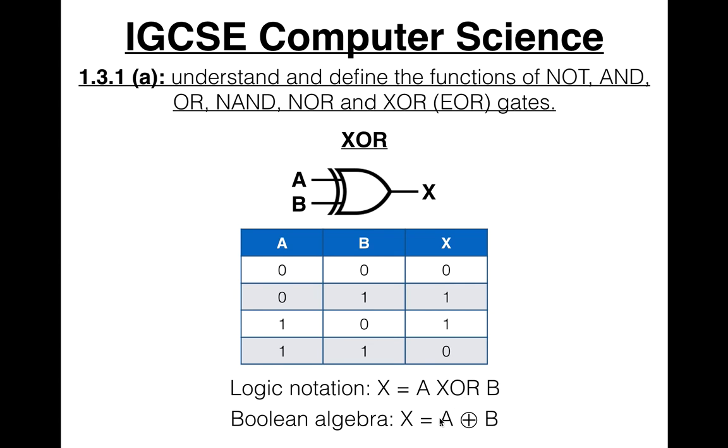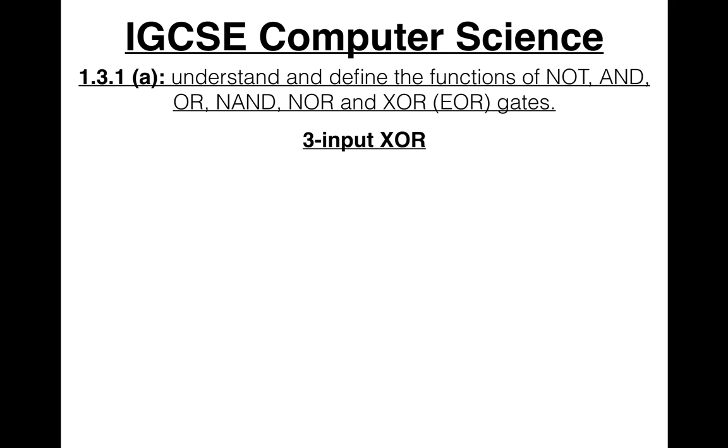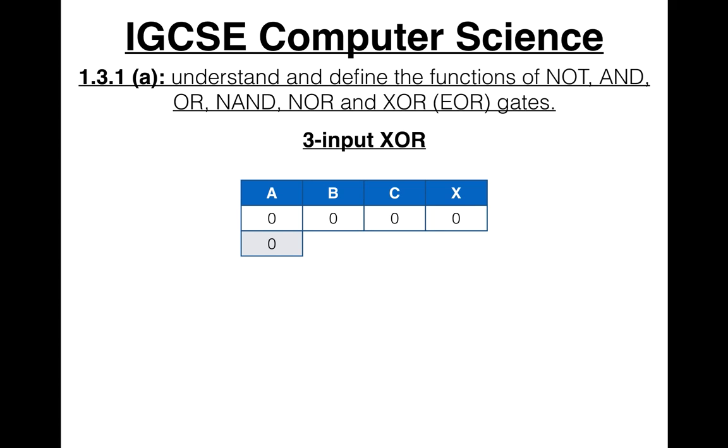Now, I don't know if this will be acceptable if you write this in the exam, but try it out, because this is actually the official symbol for XOR. So what would a 3-input XOR truth table look like? Well, you might find it a bit weird at first, but it actually does kind of make sense. So let's take a look. That looks fine, that looks fine, that looks fine.